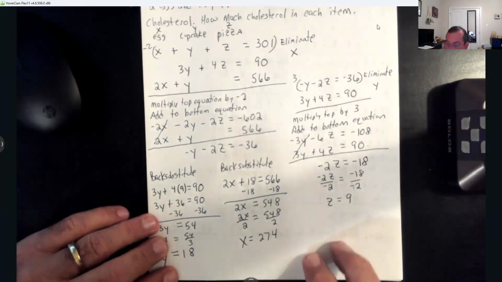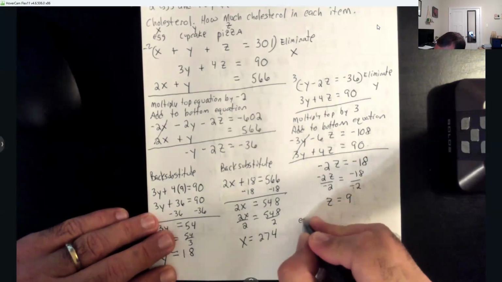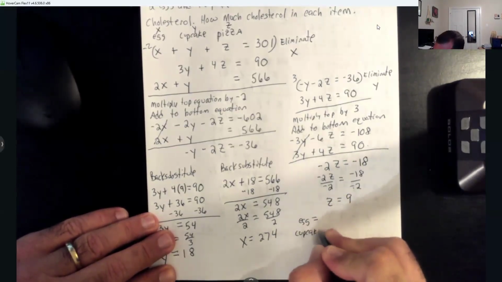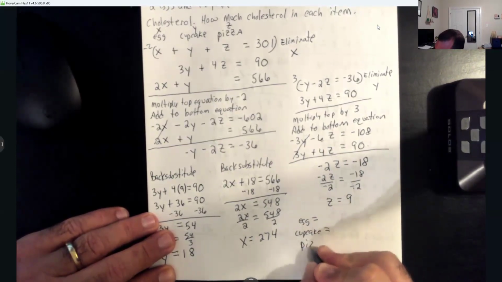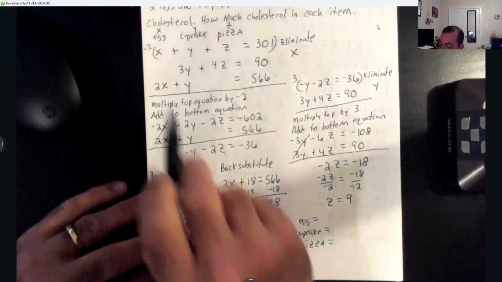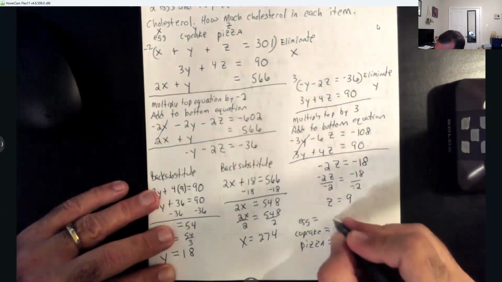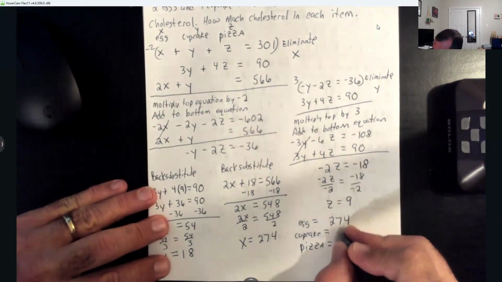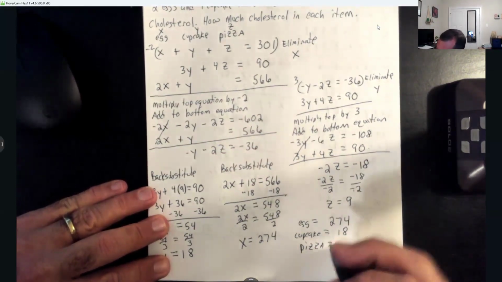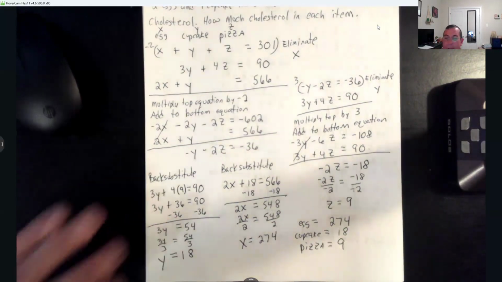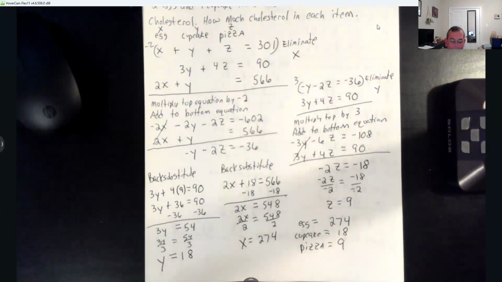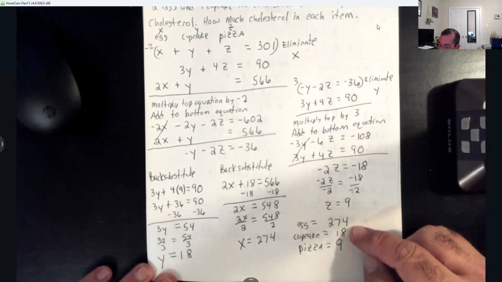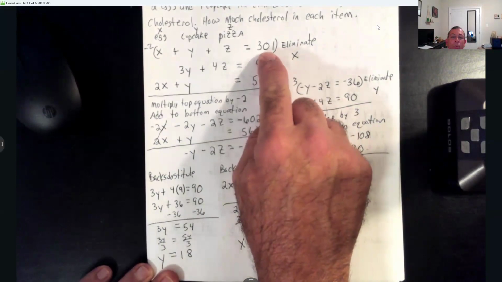So in the answer blanks, it'll say egg equals, cupcake equals, and then pizza equals. So remember, my eggs was my x's, which gave me 274. Cupcake was my y, which gave me 18. Pizza was my z, which gave me a 9. Okay, so if we added all 3 of them together, guess what? They're going to equal 301.